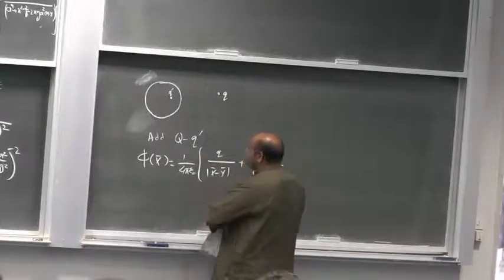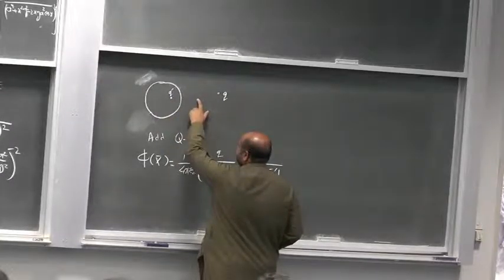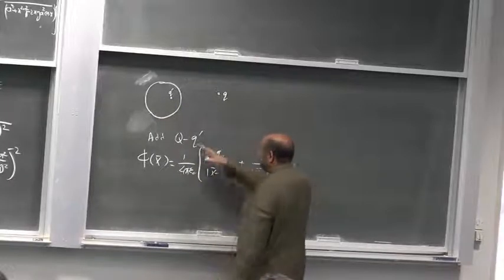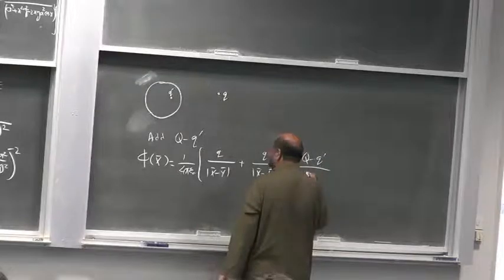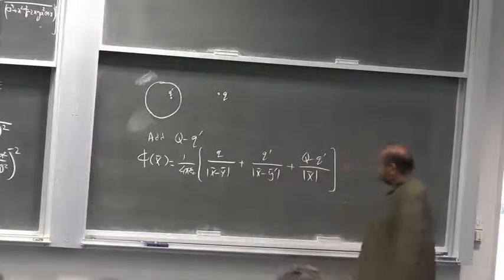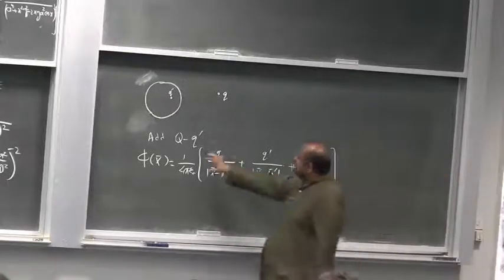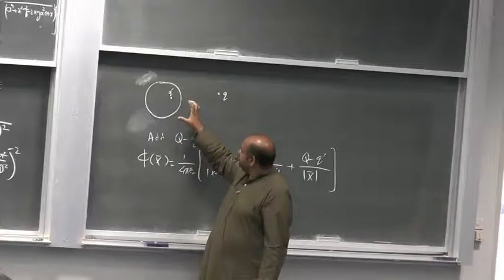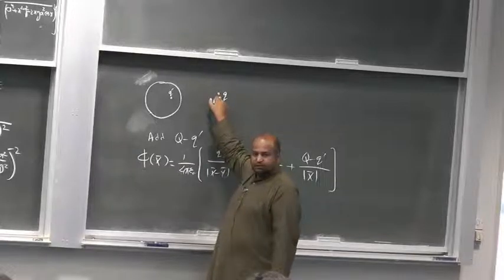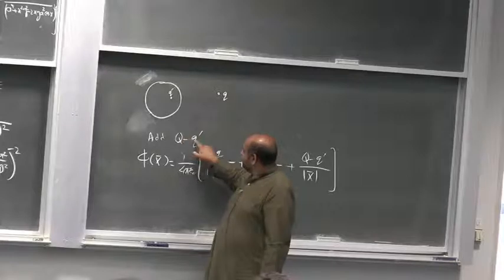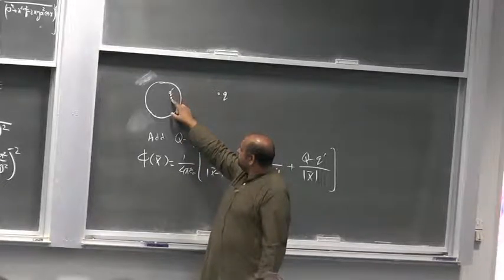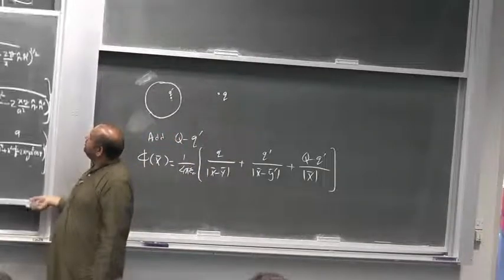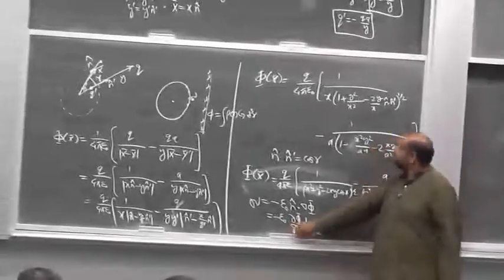Now this additional charge, since it is uniformly distributed on the sphere, acts for points outside the sphere as if it is located right at the center. So the contribution to the field because of this charge is simply this. So essentially, the sphere carrying charge Q in front of charge Q is equivalent to a charge Q minus Q prime distributed uniformly plus an image charge Q prime at a position given by those coordinates y prime.